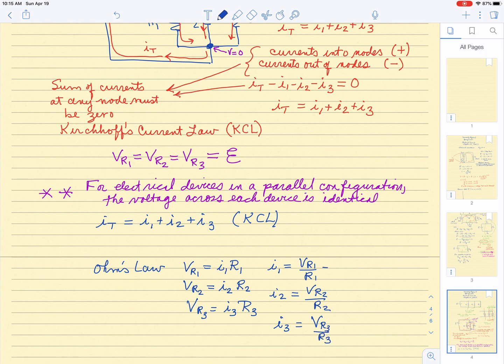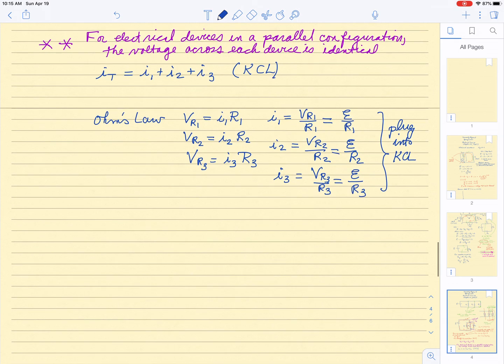So that's going to be the EMF over R1, that will be the EMF over R2, this will be the EMF over R3. And we can plug these now, right? We can plug these into Kirchhoff's current law. And then what happens is that we get that I total is going to be then E over R1, E over R2, script E over R3.